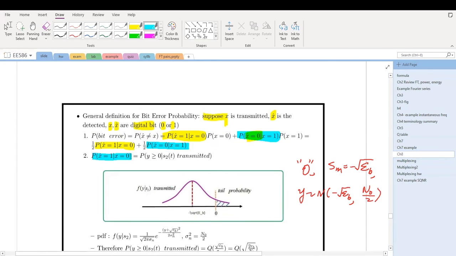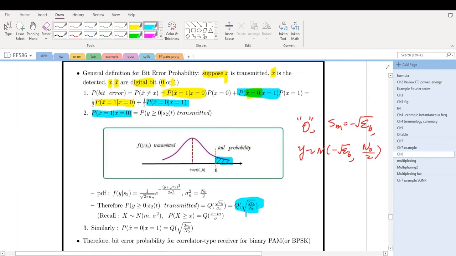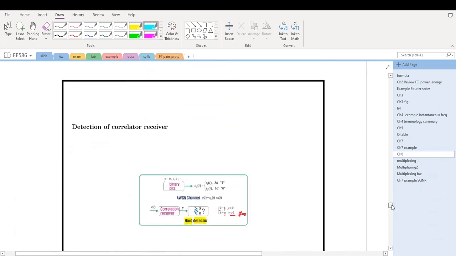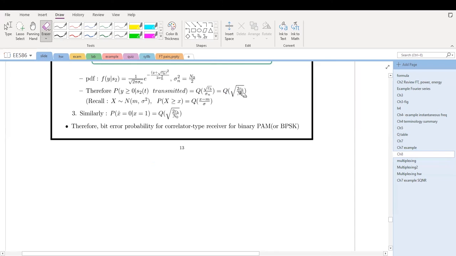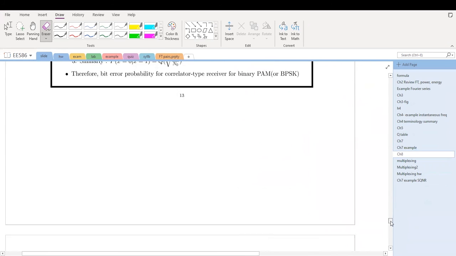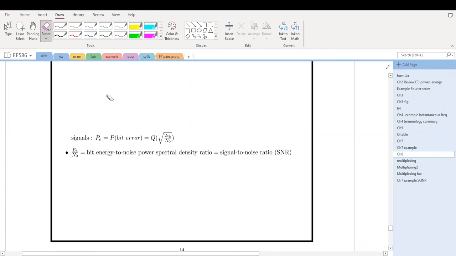And we know this probability is this tail probability, and this equals Q of square root EB divided by N naught. This is exactly what we derived here. And if we do a little reorganization, take out and organize the square root, that's 2EB divided by N naught, exactly what I wrote here. This is square root of 2EB divided by N naught inside the Q function. When digital 1 is transmitted, it is the same thing. So therefore, the probability of error is the Q function of square root of 2EB divided by N naught.